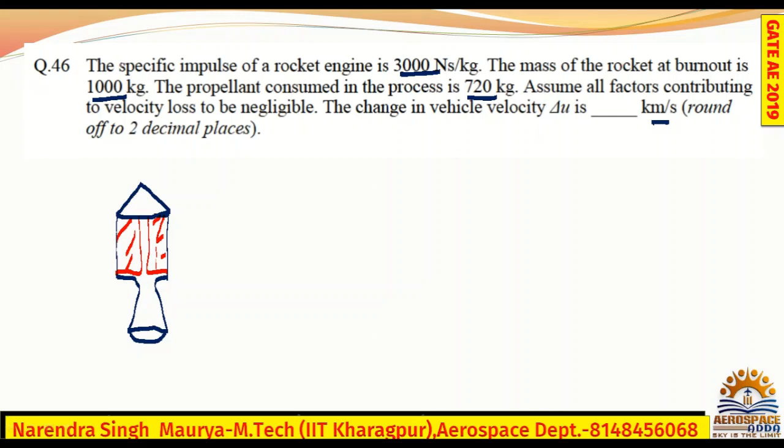That means after the burning of the propellant, what is the mass? You can say mf. Mf is the final mass, or the mass of the rocket at burnout. That meaning is the same, or I must say mb. mb means after burning out, what is the mass of the rocket? That value they have given to us, it is 1000 kg. This is the propellant.